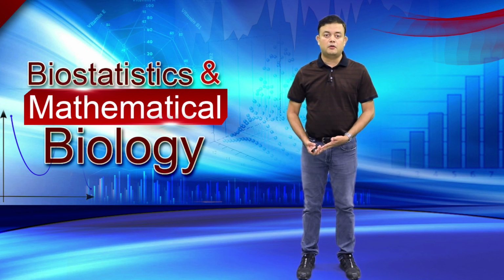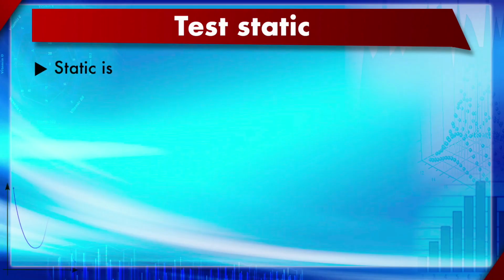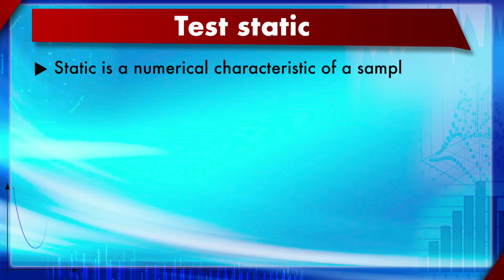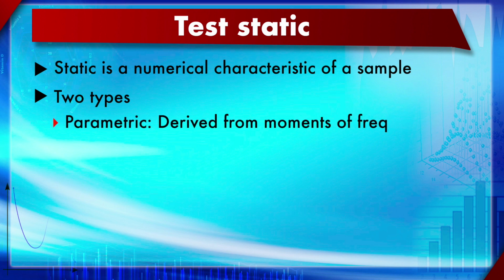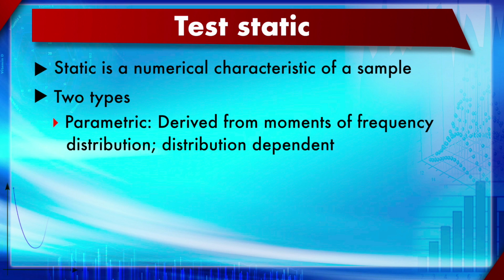So mean is an example of a test statistic. What is that? It's a numerical characteristic of a sample. As you know, there are two types of statistic. One is called parametric, while the other one is called non-parametric. Parametric statistics are derived from the moments of the frequency distribution. So these are distribution dependent.